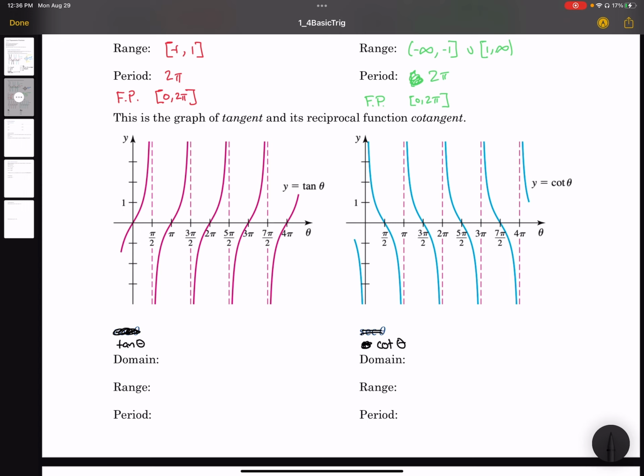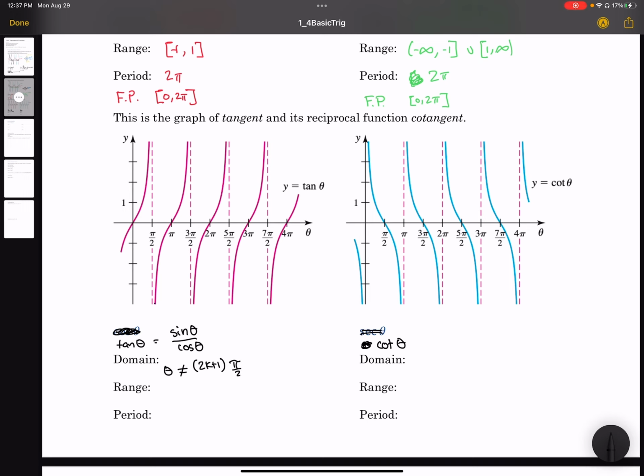So if we look at our tangent graph, our domain, so remember tangent is sine theta divided by cosine theta. So it has the same domain as secant. So that's going to tell us that theta can't be any odd multiple of pi over 2.